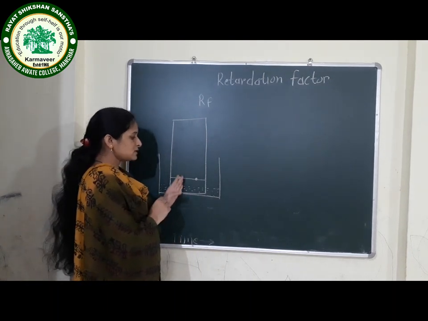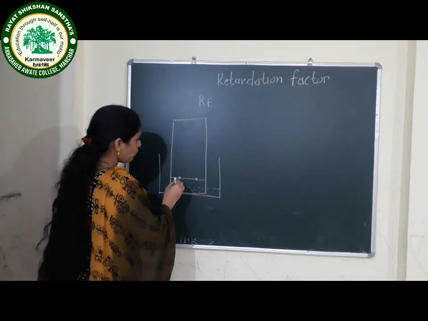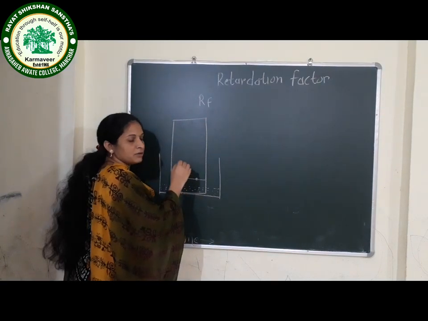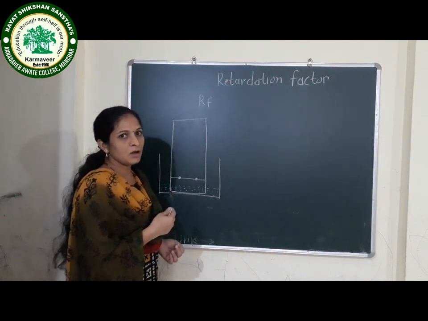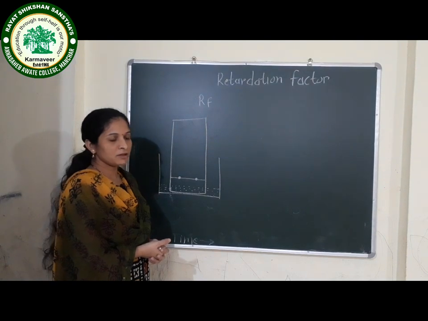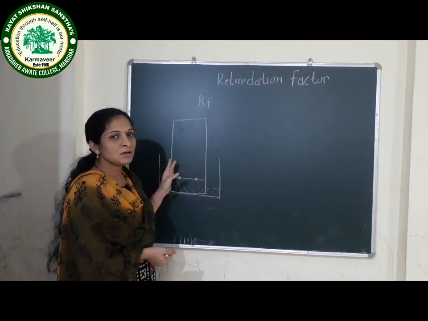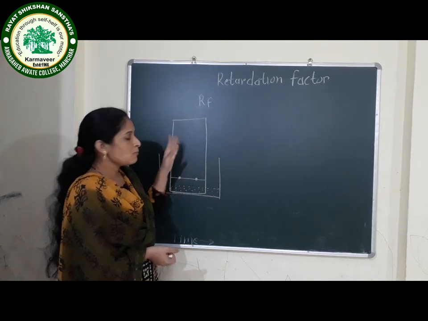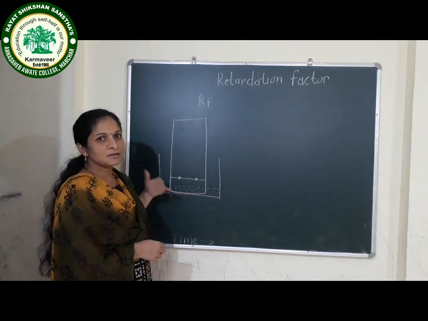We are spotting the sample on this stationary phase. Now when the mobile phase runs on the stationary phase, then what happens? The components also travel with the mobile phase, and the separation takes place on the basis of adsorption. Means the components which have strong bonding with the stationary phase remain on the stationary phase, and the components which have weak bonding with the stationary phase move with the mobile phase. On the basis of this principle, the separation takes place in TLC.